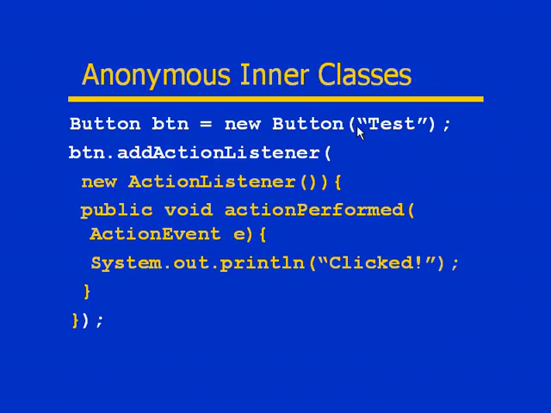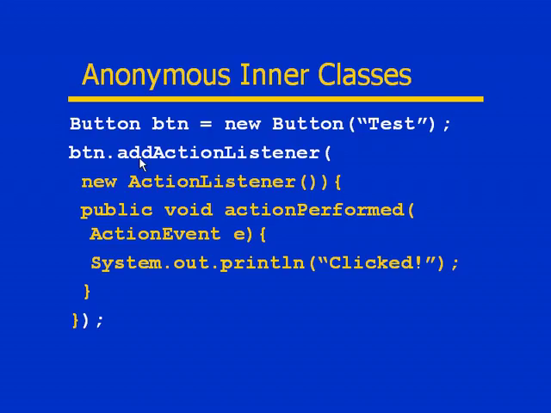After I've instantiated this button, I then call the addActionListener method on this button component object. This addActionListener method allows me to register an event handler with a button. The event handler will be notified when events are generated from the button. So when the user clicks on this button, it will call this method that I have defined.